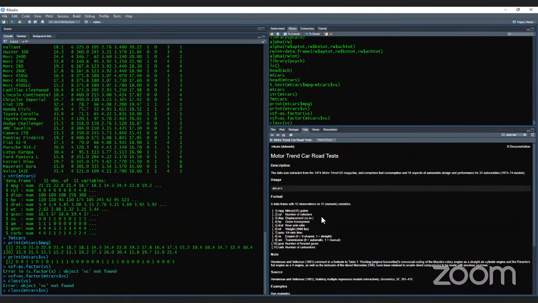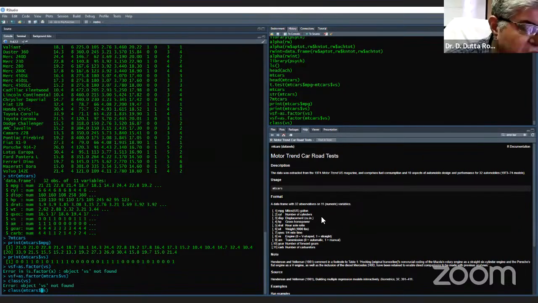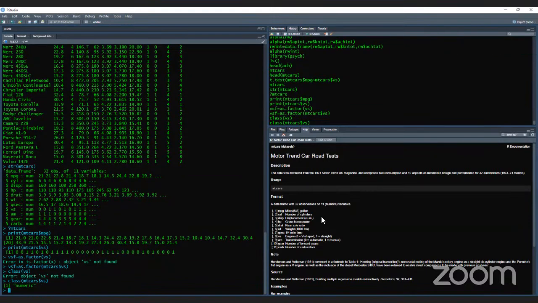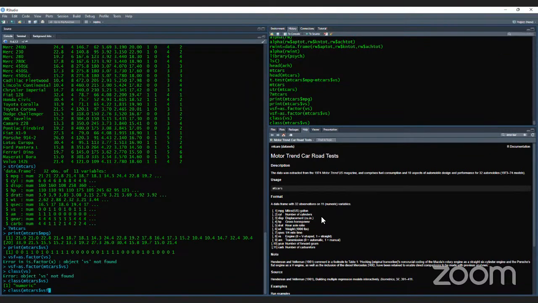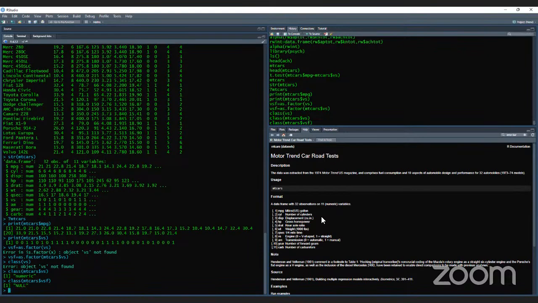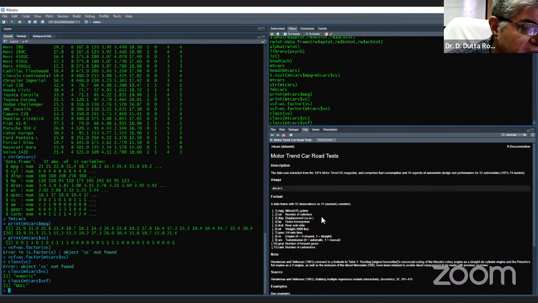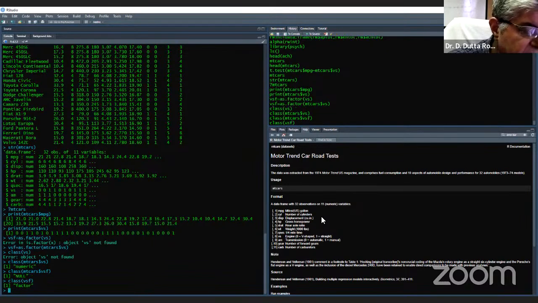Sir, every time we have to give that mtcars dollar, right? No, not always. I'm helping you. One second. It is written mtcars$vs is numeric. But if I write vsf, then it says it is not numeric, it is basically a factor. So vsf is the factor. Clear?